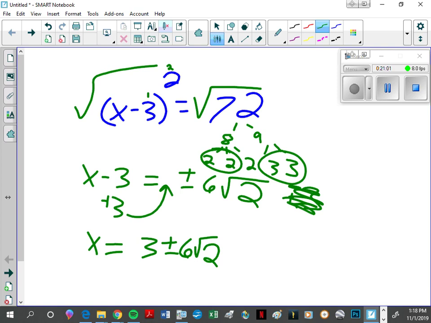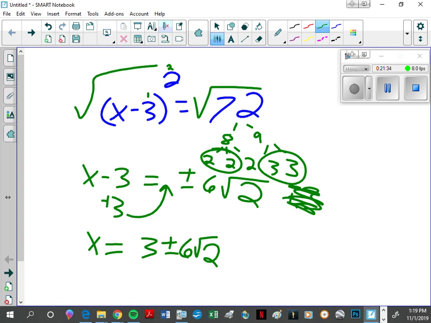Technically no, but you will never see a square root written that way. You will never see plus or minus 6 root 2 plus 3. Nobody does it that way. The answer is the bottom one, and that's actually 2 numbers. It's 3 plus the square root of 72 and 3 minus the square root of 72. But it looks like one number.